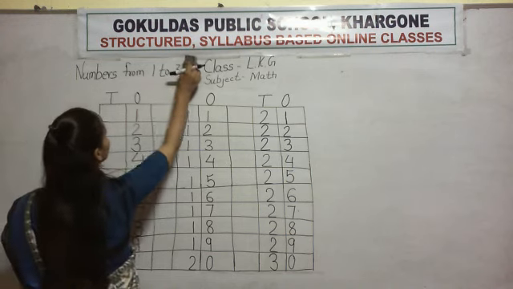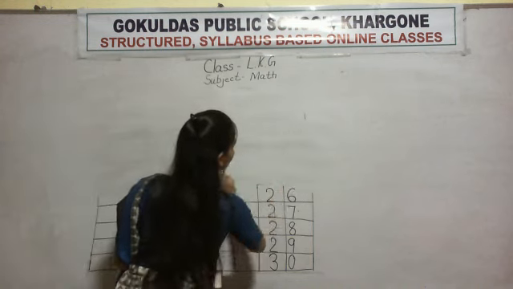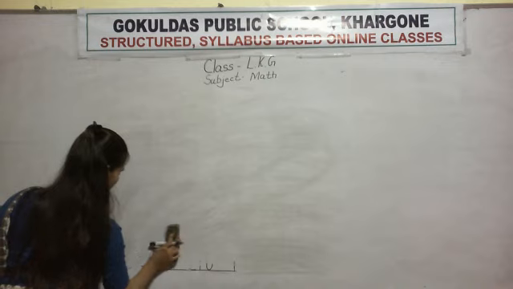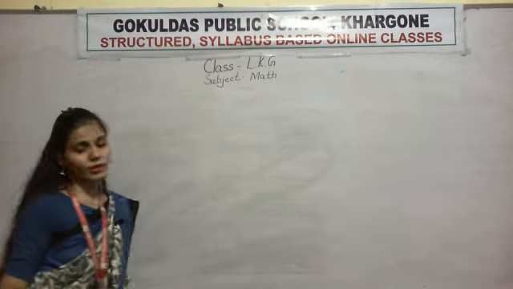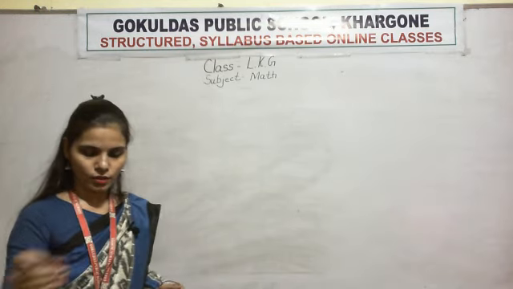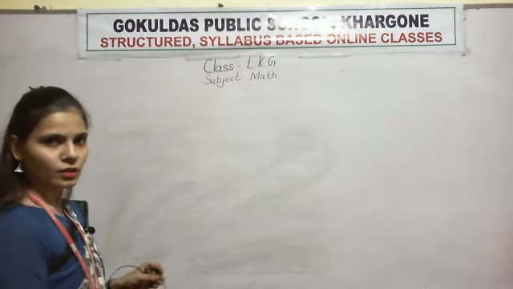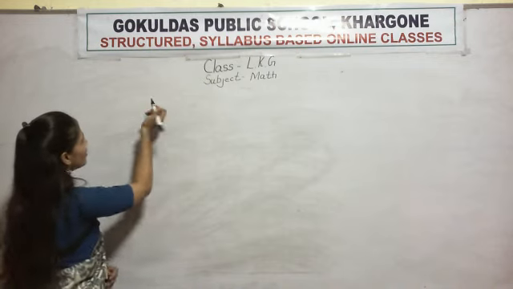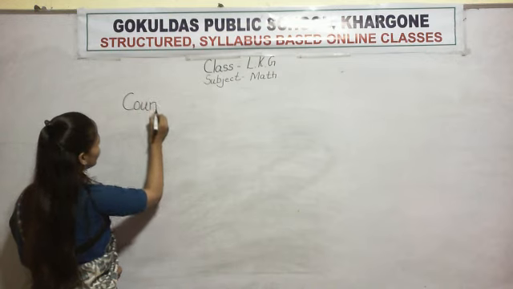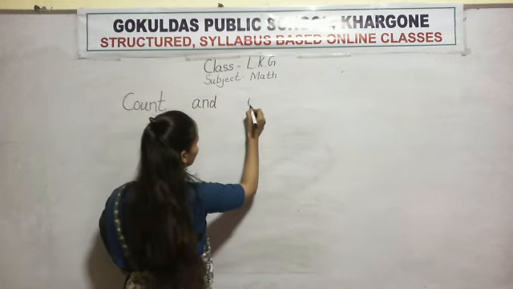Okay. Now we will, you know about counting. Okay, counting 1 to 30, na. So now we will start a new topic, count and write. So look at the board. Look at the board. The heading is count and write.